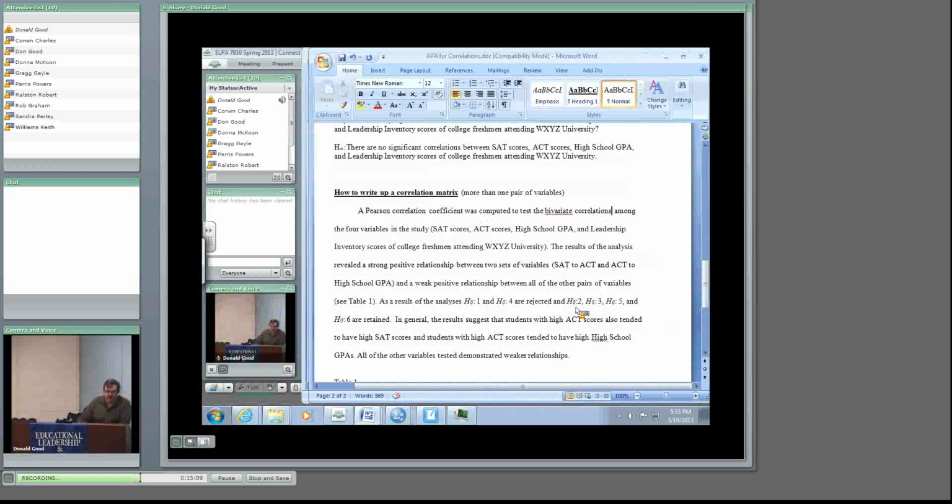They were not rejected. You can use the word retained or not rejected. I tend to gravitate toward not rejected. Yeah, I think it's more consistent with if we get the other kind of findings out of it. So in general, again, plain English, somewhere toward the end we're going to say in plain English what things mean. In general, the results suggest that students with high ACT scores tend to have high SAT scores, and students with high ACT scores tend to have high school GPAs. All the other variables demonstrate weaker relationships. Okay.